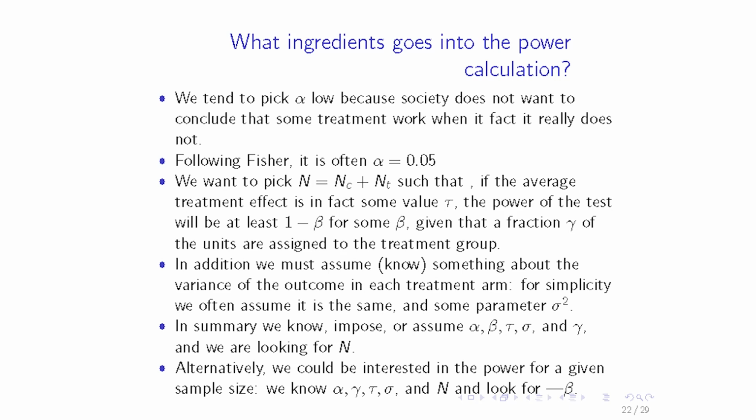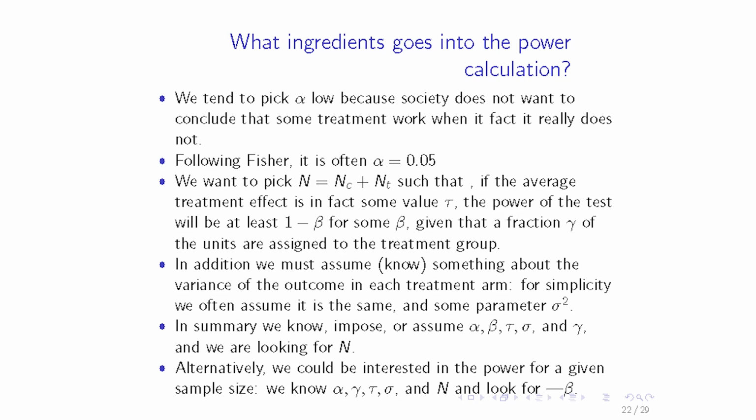So in addition, we must assume or know something about the variance of the outcome in each treatment arm. We're going to assume that they are the same, and it's some number sigma square. So in summary, for power calculation, we need to know or impose or assume a bunch of things and then we're going to get n in exchange.